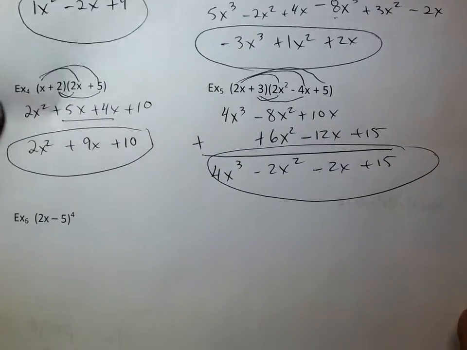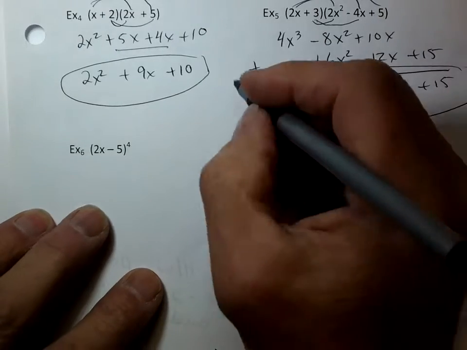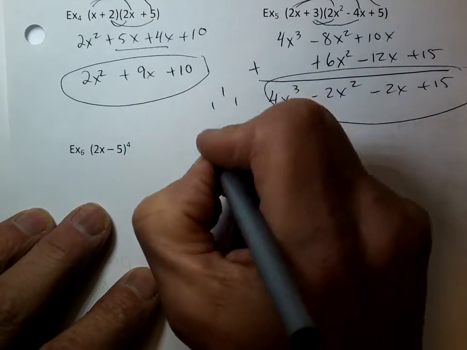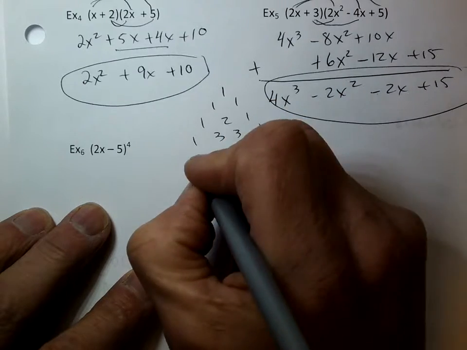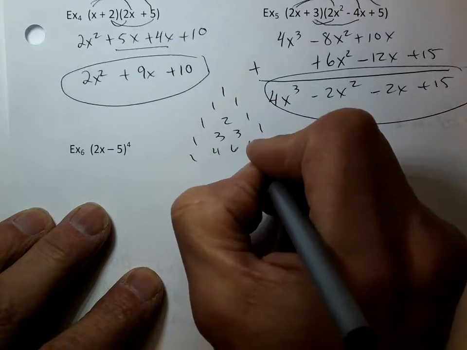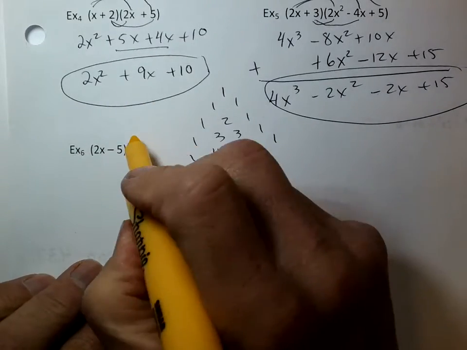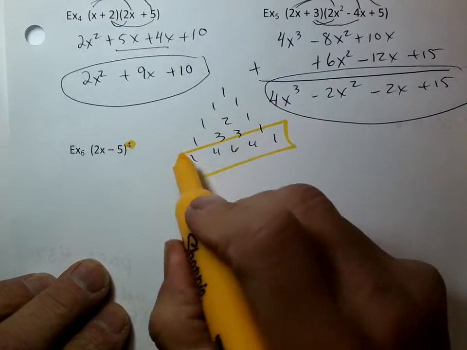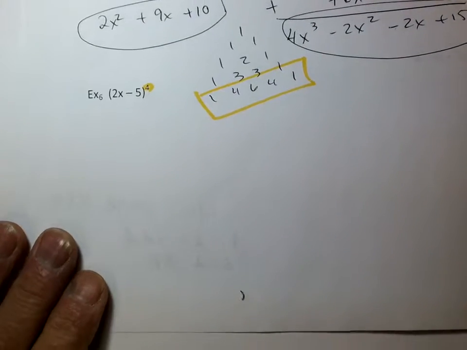Example 6. That's our Pascal's triangle, okay? So I know Pascal's triangle is 1, 1, 1, 1, 2, 1, 1, 3, 3, 1, and 1, 4, 6, 4, 1. And that's the row I want because it's to the 4th power. So I'm going to use the 4th row of Pascal's triangle. Alright, here we go. Let's go through it slowly.